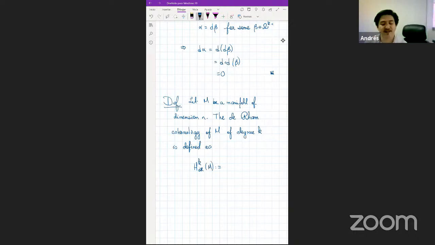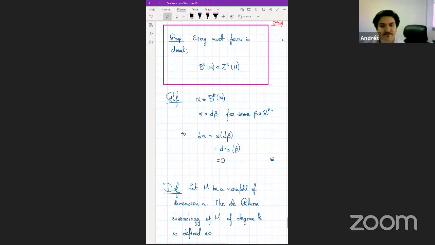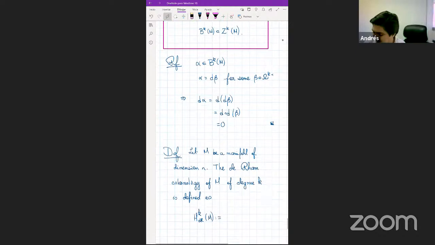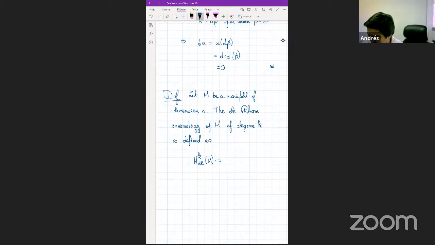So we're going to define a vector space. It is just the quotient. V is smaller than C. So this quotient vector space is the degree K cohomology.